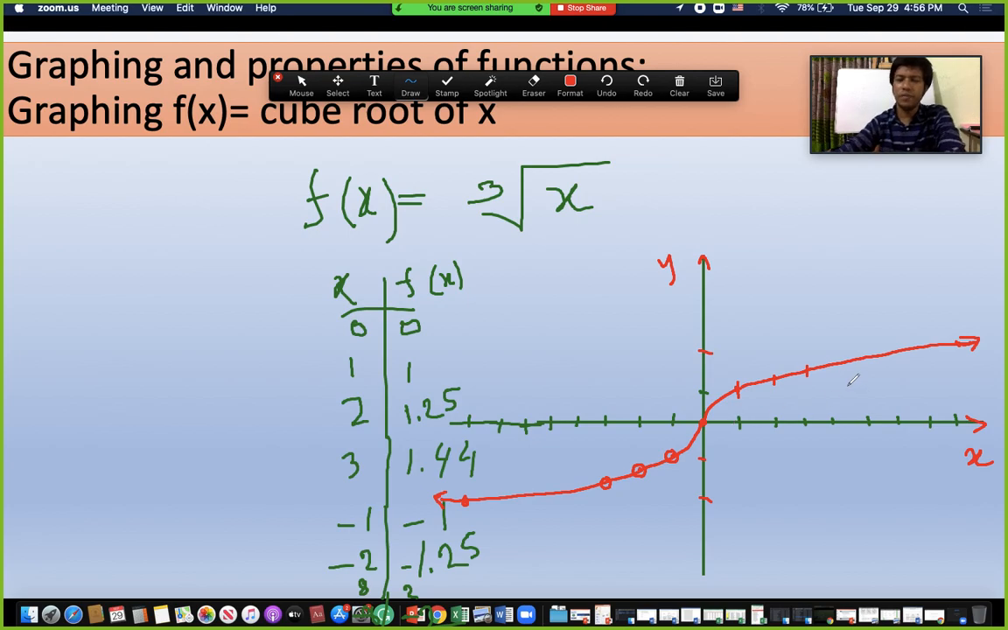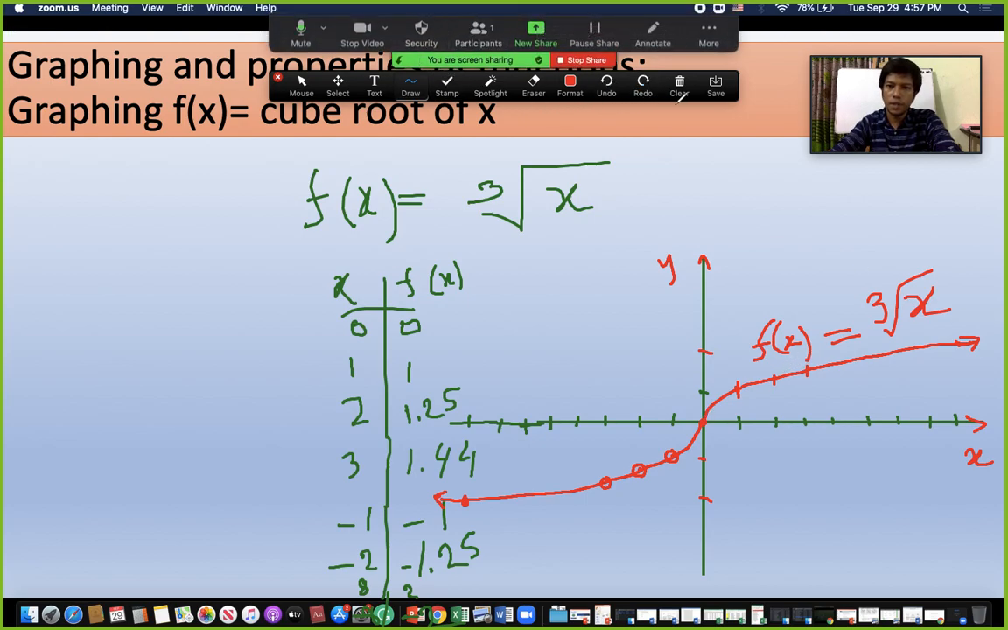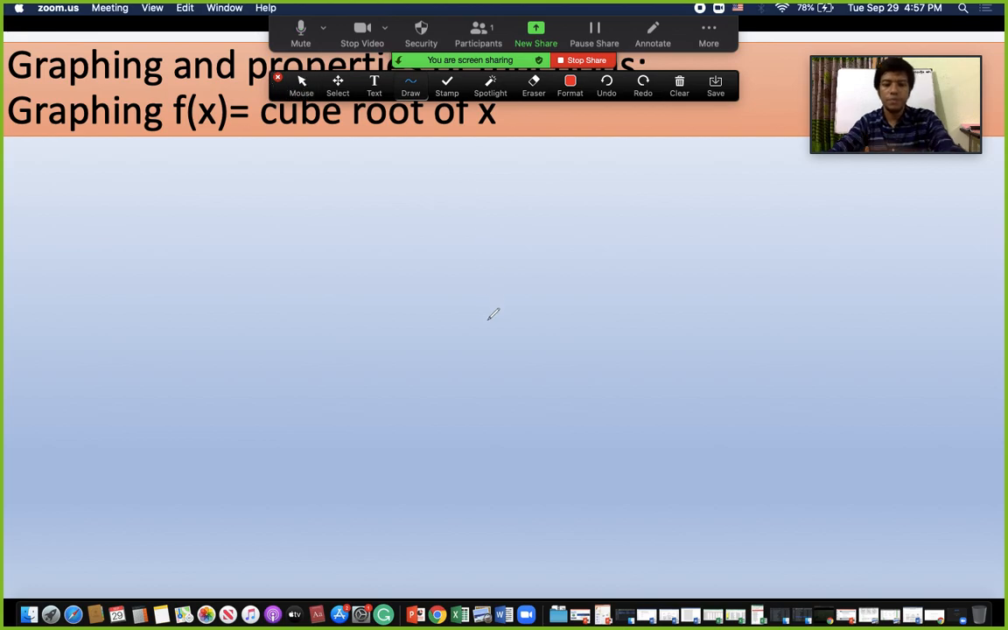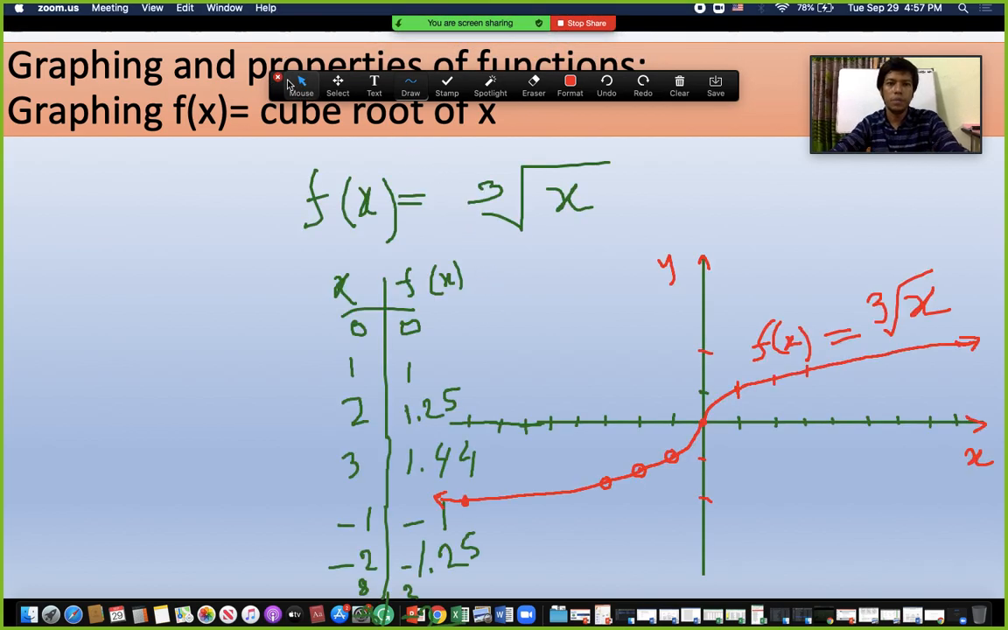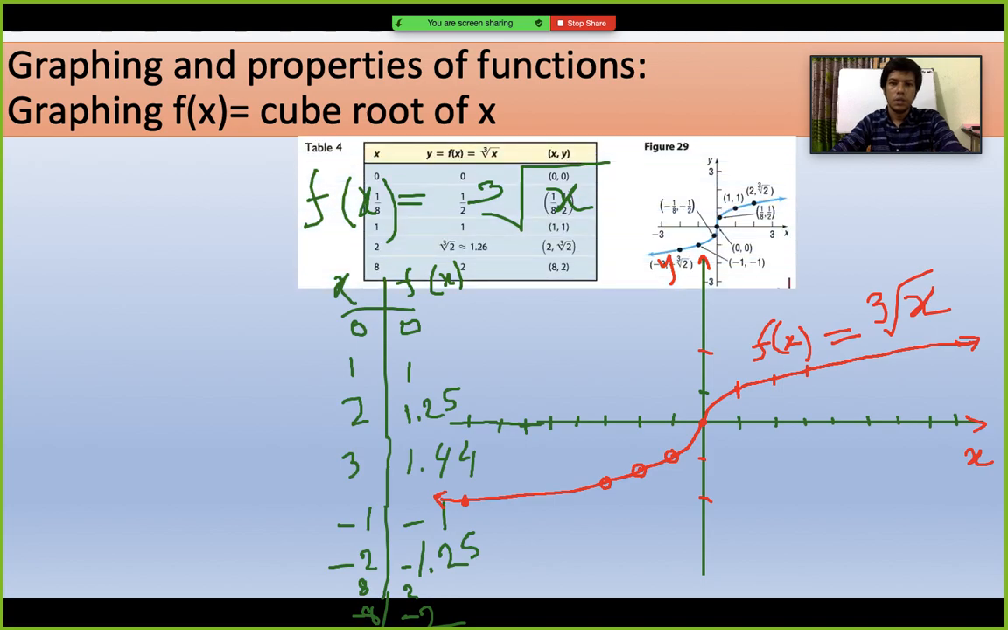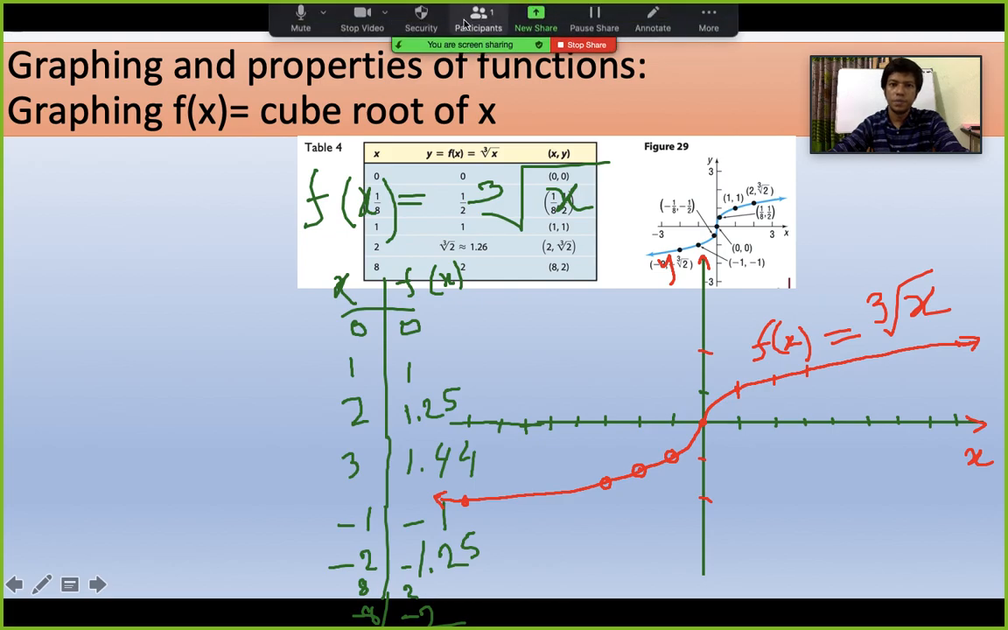So this is the graph for cube root of x, f(x) equals cube root of x. So this is the point, and it goes. Let's look at the graph from our book. We can keep it here also. So see, this is the graph. Same shape, and the values are taken. Let me now clean it up, since they are the same.